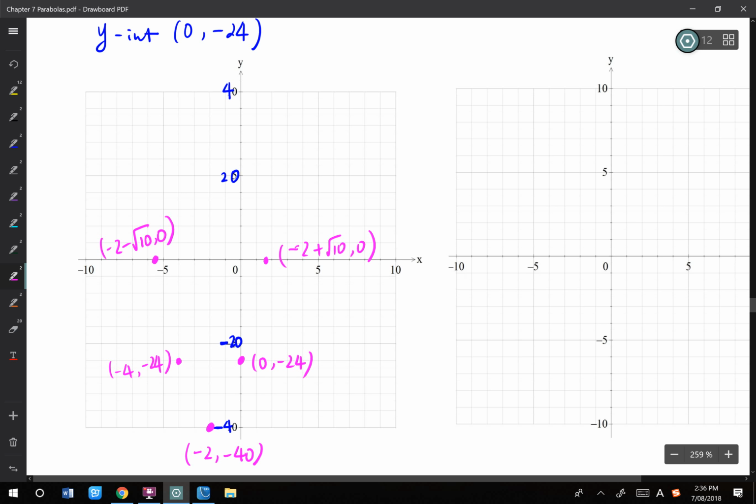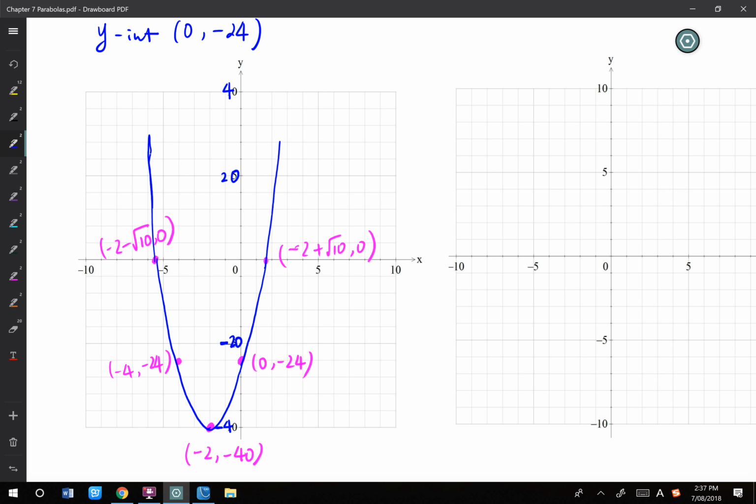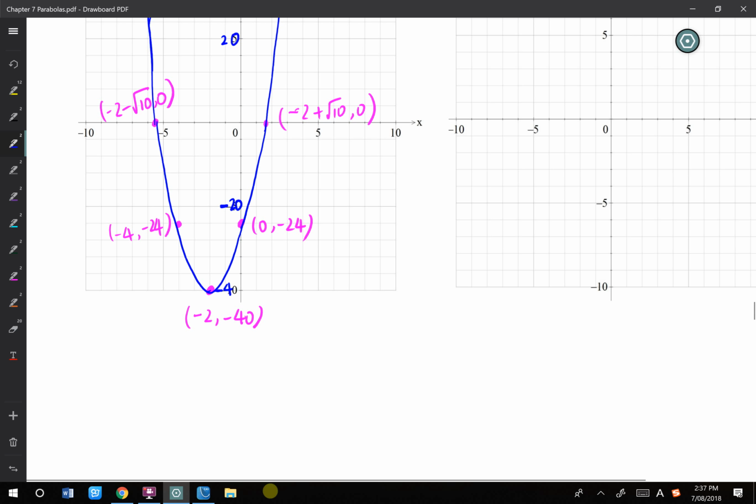Okay, after I have all the dots, I can see what it looks like. I will have this graph here. Okay, I have labeled 5 points. Well, I can label 4. I don't really need the negative 4, negative 24, but if the point is there, it's just easy for me to sketch the graph.